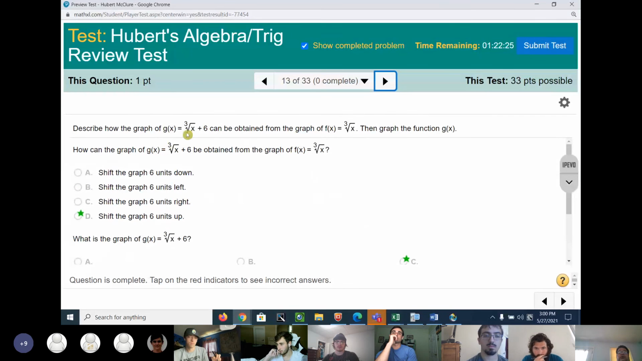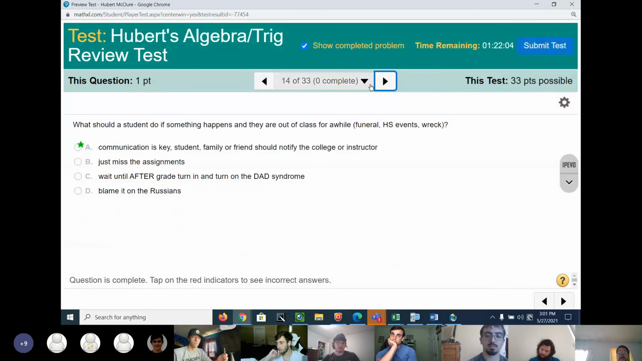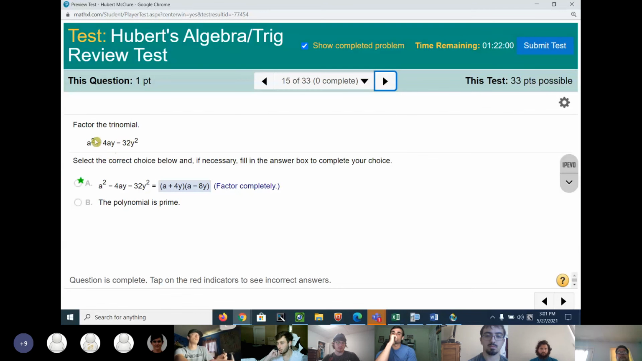Okay, this is vertical or horizontal shift. This is a vertical shift because it's not under the radical. So that is a vertical shift. I need to hurry. Need to get over this test so you can see the limits. Factor. That's using the reverse FOIL.